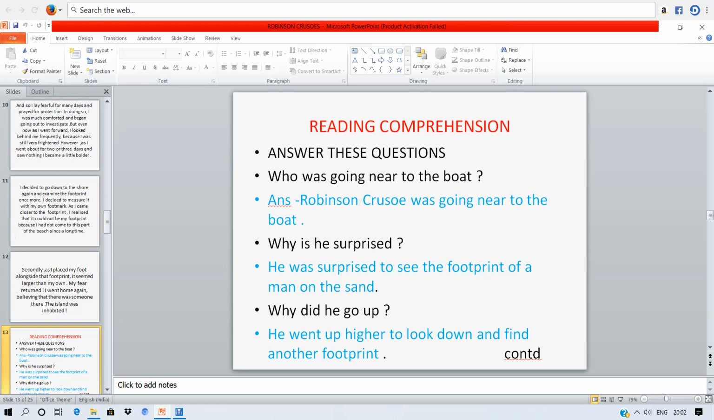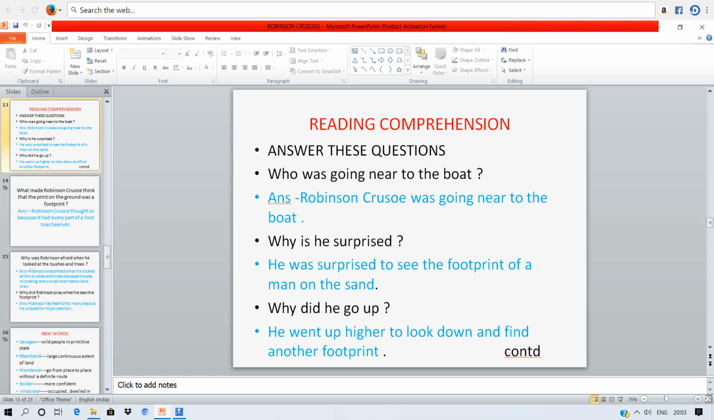First question is, who was going near to the boat? And the answer is, Robinson Crusoe was going near to the boat. Why is he surprised? He was surprised to see the footprint of a man on the sand. Why did he go up? He went up higher to look down and find another footprint.